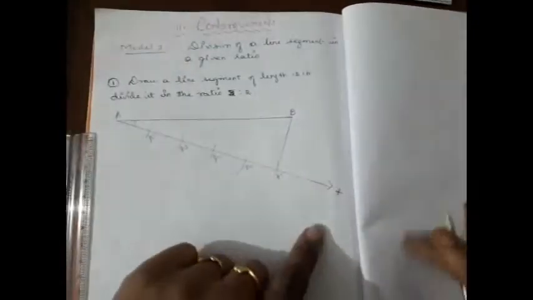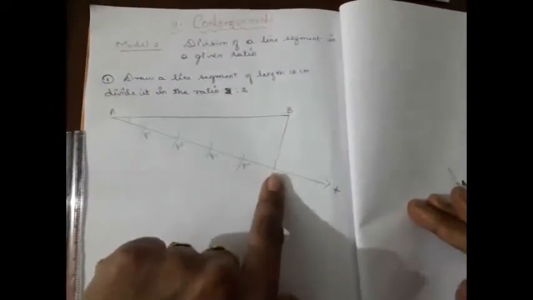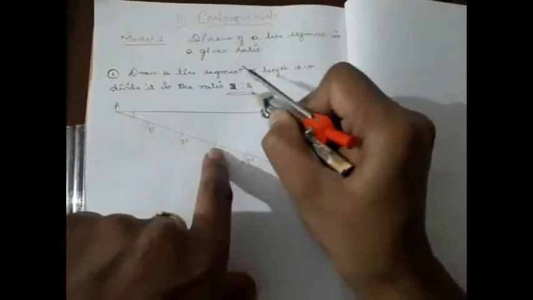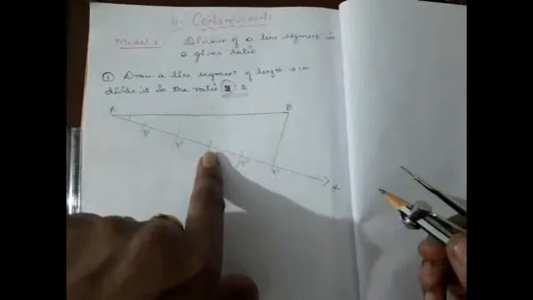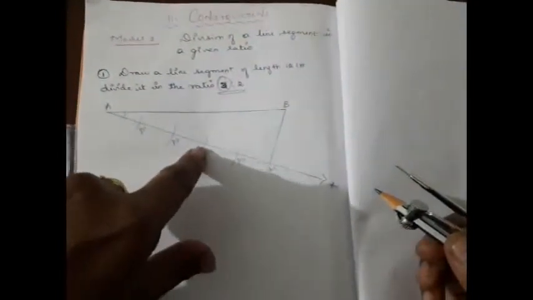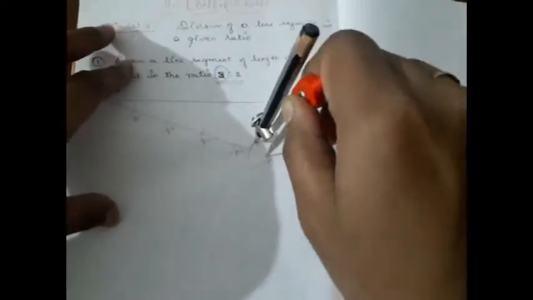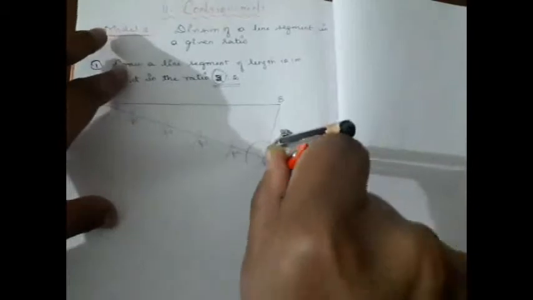Now we have to draw a line parallel to A5B at the point A3. Why at 3? Because our ratio is 3:2. Our first value is 3. So at A3 you have to construct a line parallel to A5B. For that we have to make the equal angle. So place the compass at A5, take any convenient radius and draw one arc. Without changing the radius, place it at A3 and draw one arc.